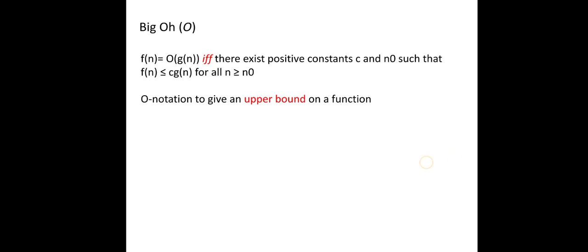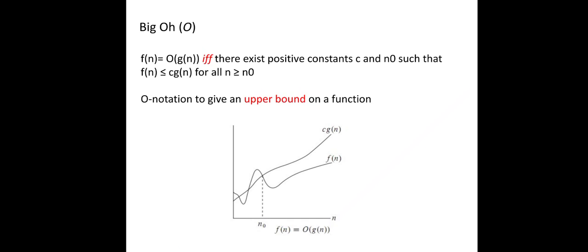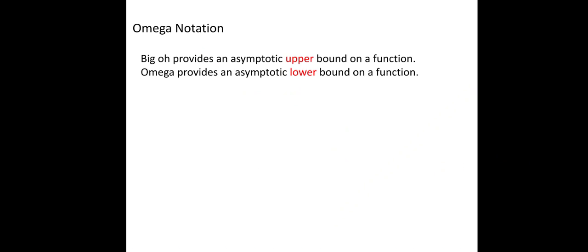So here f of n is equal to big O of g of n if and only if there exist positive constants c and n naught such that f of n is less than or equal to c times g of n for all n greater than or equal to n naught. O notation gives an upper bound on a function. Right? So f of n is equal to big O of g of n.